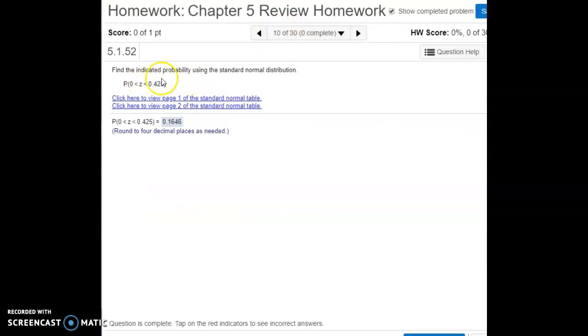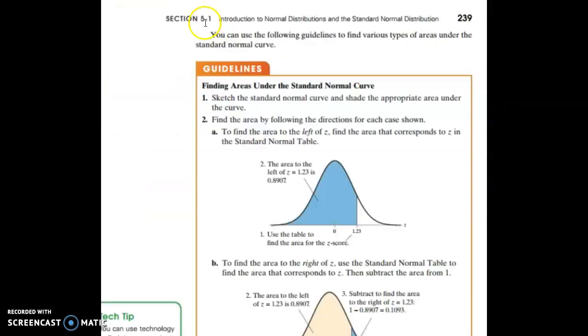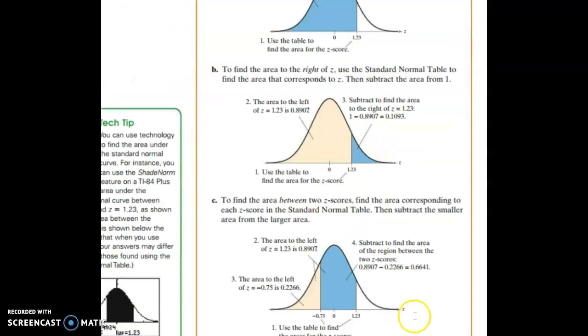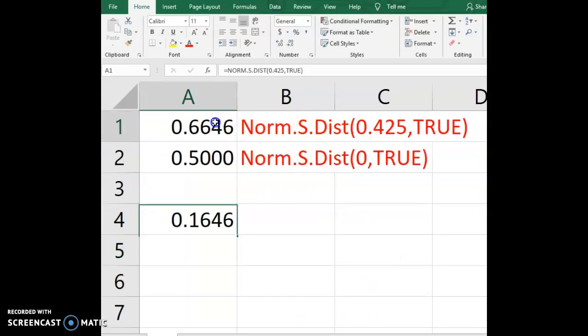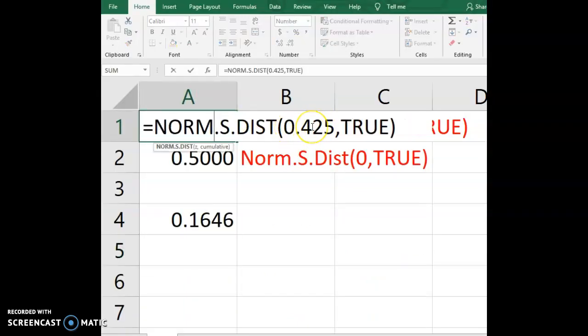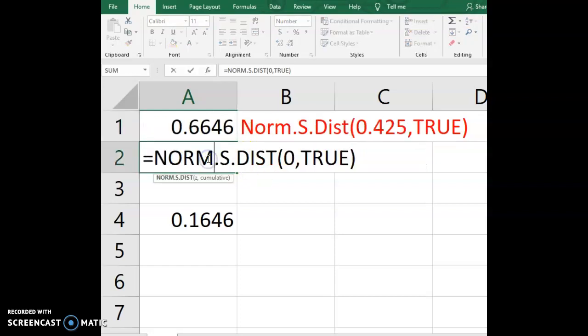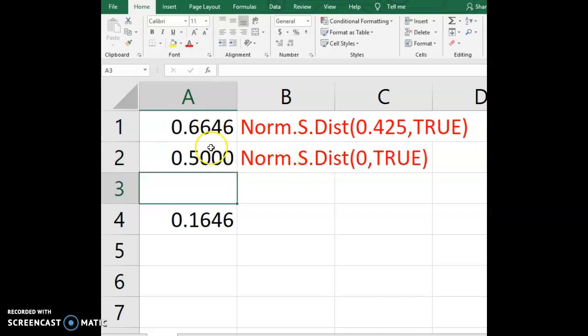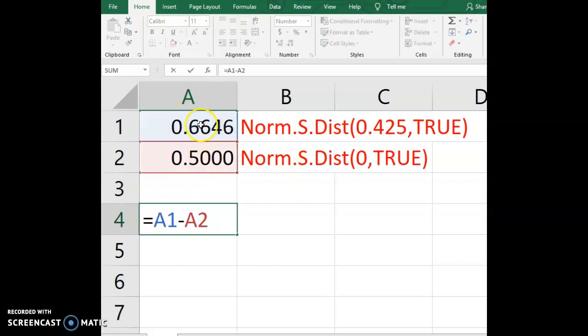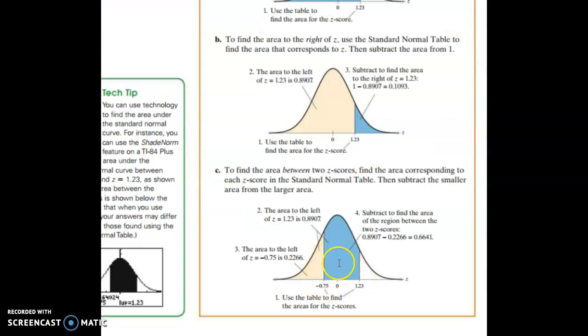For number 10, we're finding the probability of being in between two different z-values. Refer to the steps in 5.1. We're going to need to use subtraction to do this. We start by finding the probability of being at that first z-value or anywhere further to the left, and then we need to subtract away the probability of being to the left of the second z-value. So we get those two probabilities and take that first result and subtract away the second, and that leaves you with the probability of being in between two z-values.